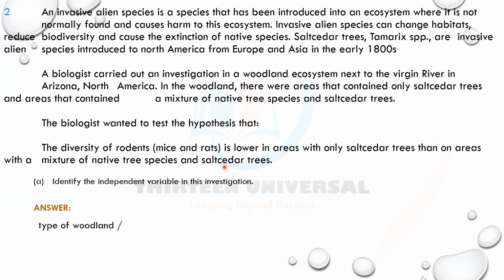Okay, so look at it here. Type of woodland, presence or absence of native trees. So type of woodland is the independent variable. So that's what we're changing. One has salt cedar only, one has both salt cedar and native tree species. Presence or absence. Okay, so look at that, that's one mark.